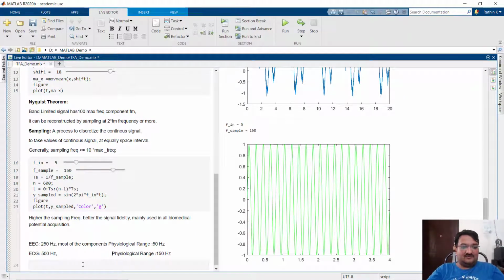Okay, but the moral of the story is, based on the physiological range, you should be able to at least approximate what the sampling frequency should be. Accordingly, you will be able to reconstruct the original signal. So I believe you got some idea.